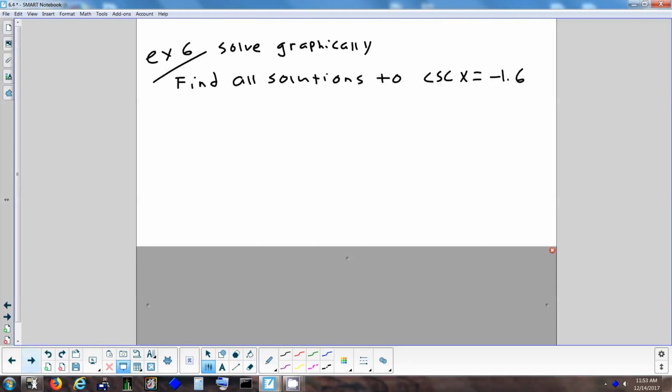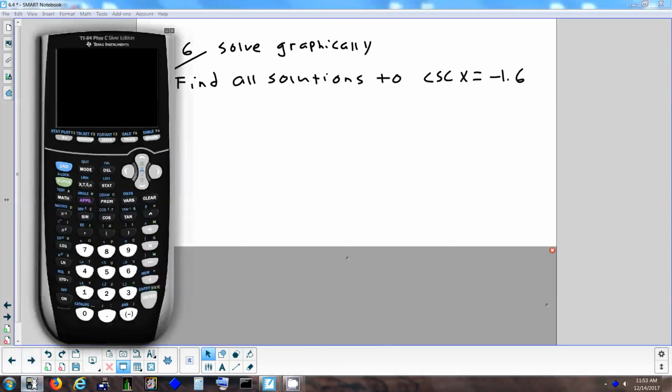So the directions here say find all solutions. When it says all, what does that mean you have to put on the end of it? Plus period times n. So you got to do plus period times n. But that's no good unless you know how to type that in and find the starting solution yourself. So how do I type in cosecant?